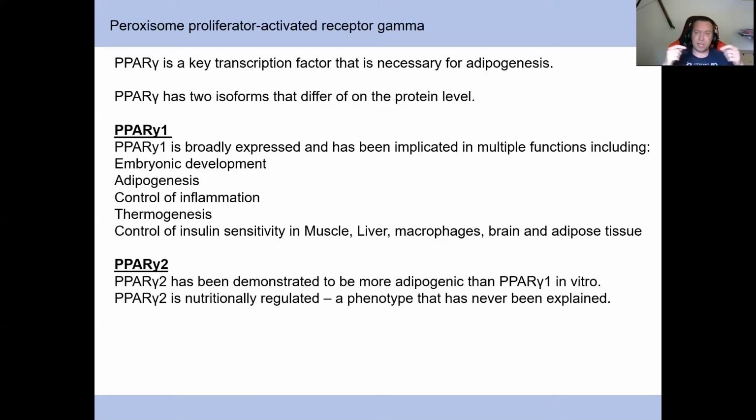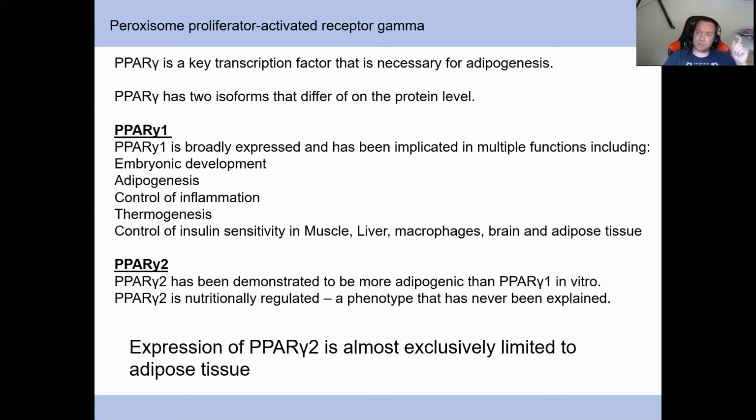PPAR gamma-2 is more adipogenic than gamma-1, and it's also known to be nutritionally regulated, which is really at odds with processes like embryonic development and adipogenesis. And by nutritionally regulated, I mean if you fast a mouse, its levels of gamma-1 remain pretty static, gamma-2 goes down. If you overfeed a mouse, gamma-2 goes through the roof, gamma-1 remains pretty static. So this suggests a more dynamic role for PPAR gamma than just long-term maintenance processes like adipogenesis.